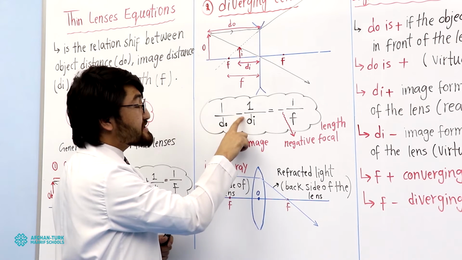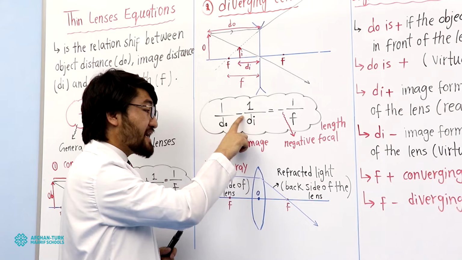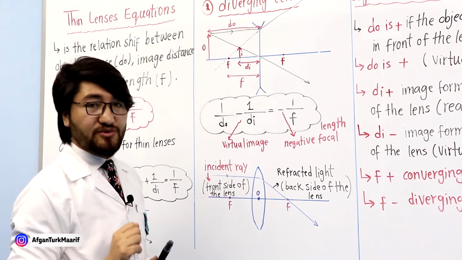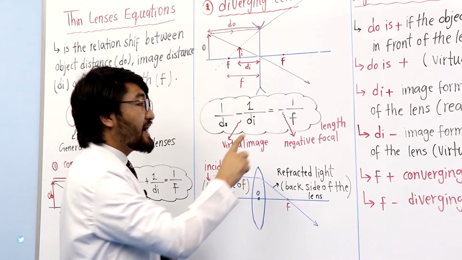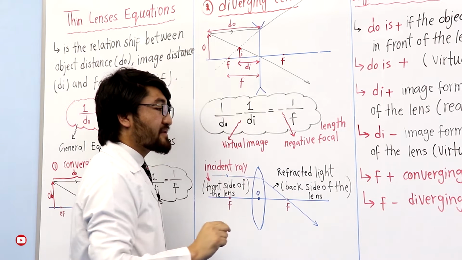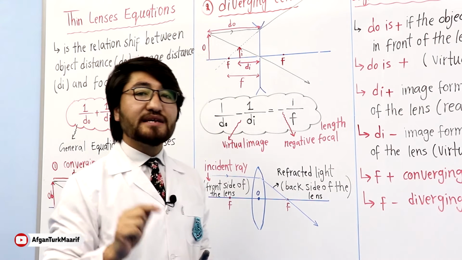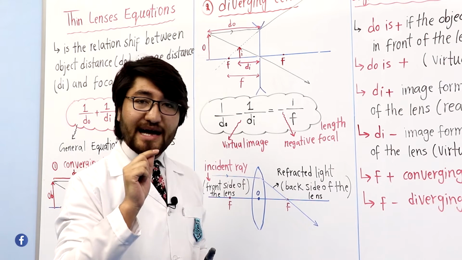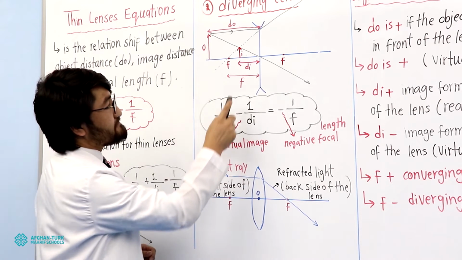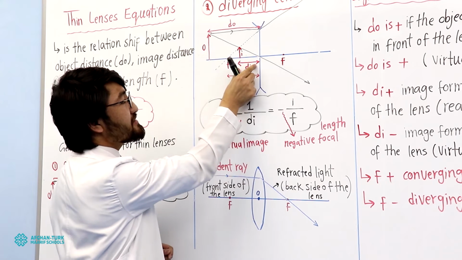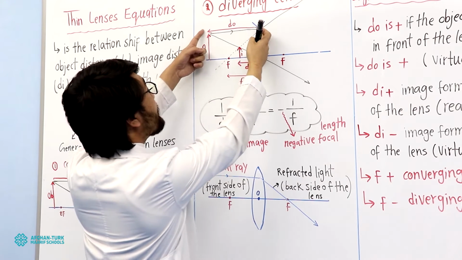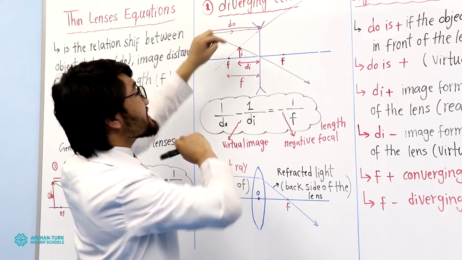This minus represents that the image formed in a diverging lens is a virtual image, and this minus indicates that the diverging lens has negative focal length. And you see in the figure, this distance is di, f is the focal length, and dO is the distance between the object and the lens.